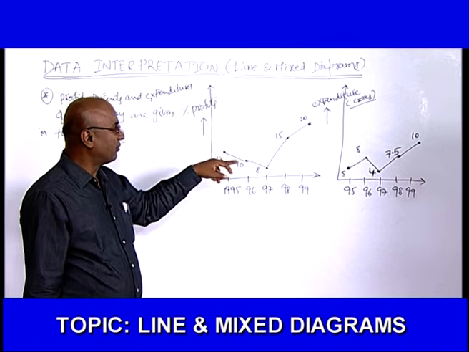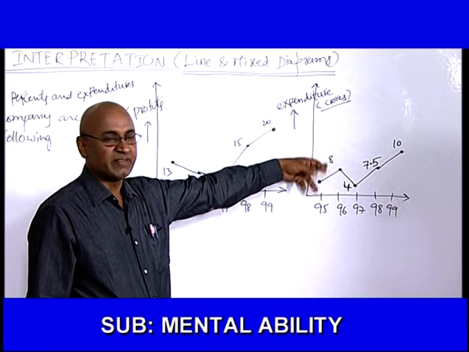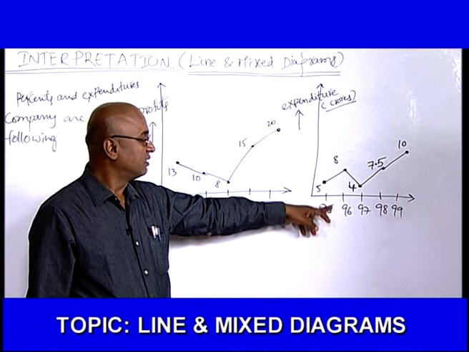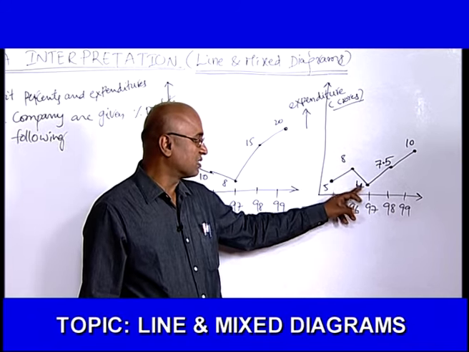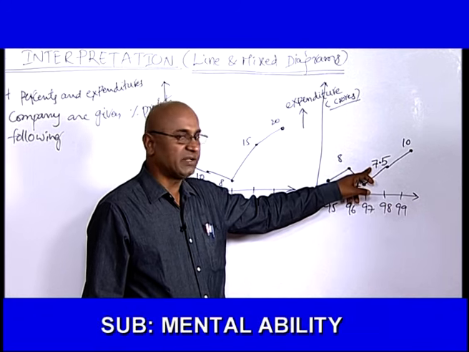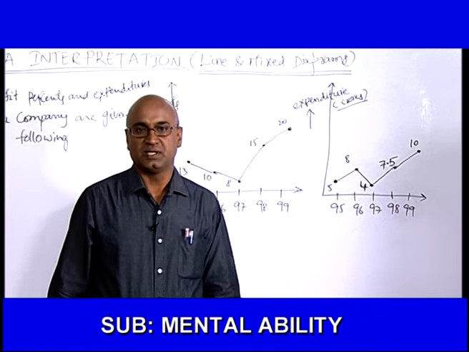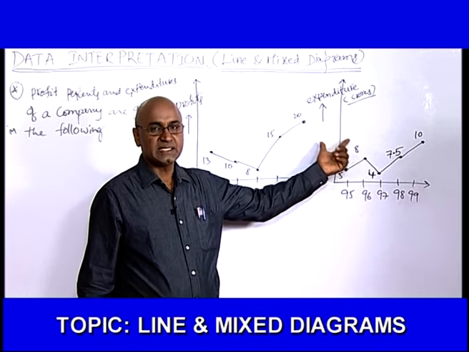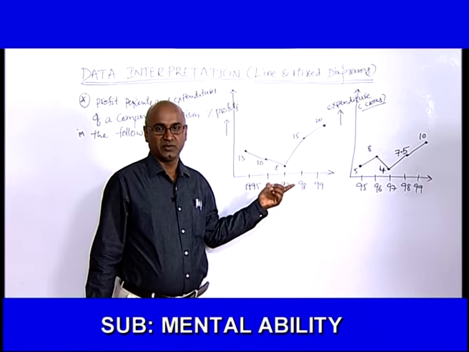And in the next diagram, expenditure values of the company in crores are given. Here in 1995, the expenditure is 5 crores, in 96 the expenditure is 8 crores, and in the year 97, 4 crores. In the year 98, it is 7.5 crores, and in the year 1999, it is 10 crores. So based on this expenditure in crores of rupees and the percent profits, we have to answer the following questions.